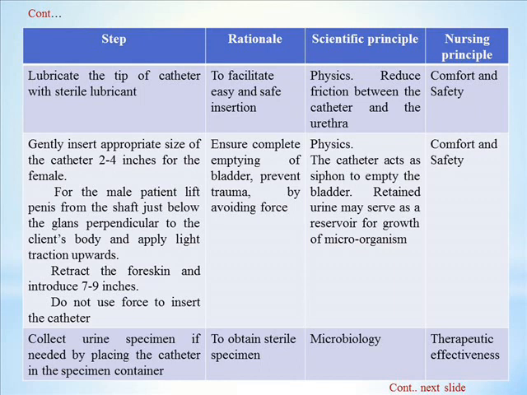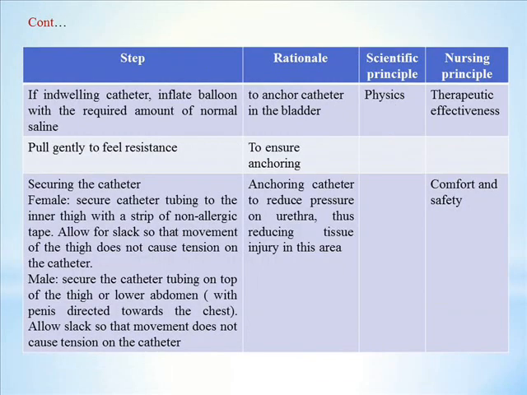Then we have to collect the urine specimen if it is advised and needed by placing the catheter in the specimen container. For the indwelling catheter, we have to inflate the balloon with the required amount of normal saline. The required amount of normal saline is about 10 ml or 10 cc to anchor the catheter in the bladder. Then we have to pull gently to feel the resistance in order to ensure that anchoring is proper. Then after it is properly anchored, secure the catheter.